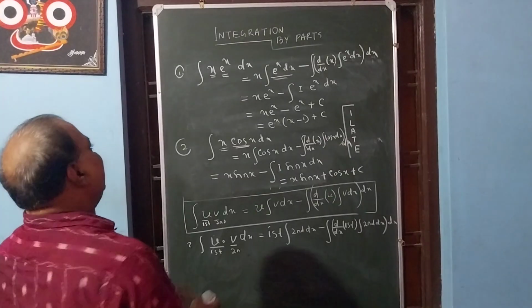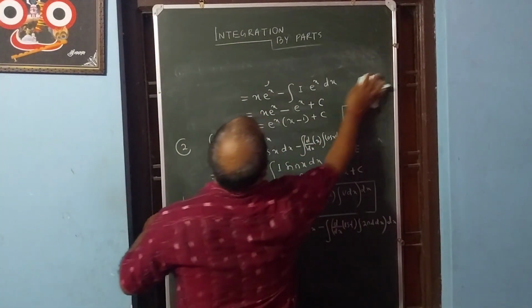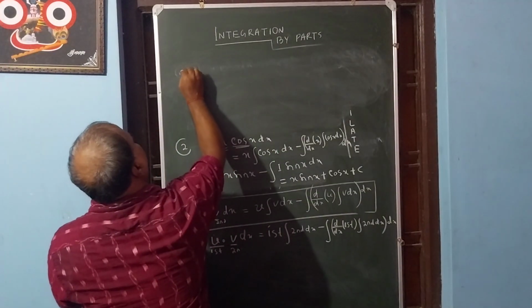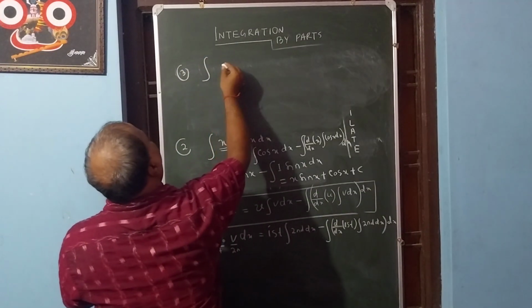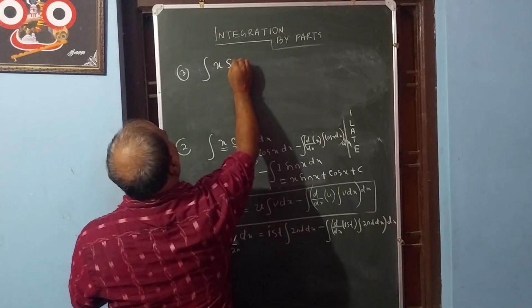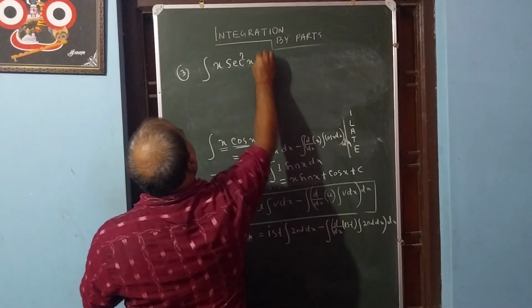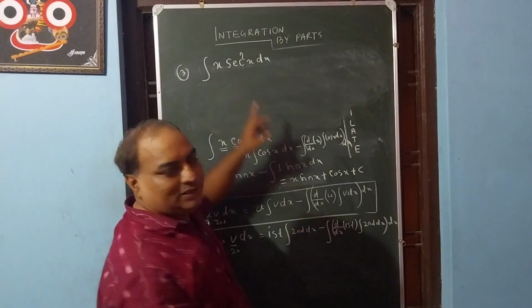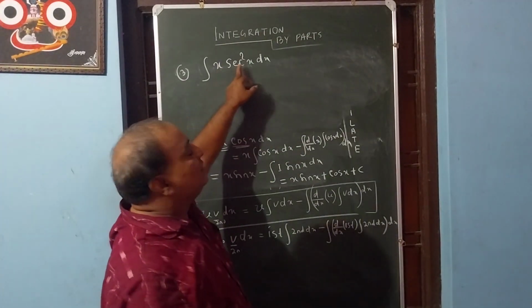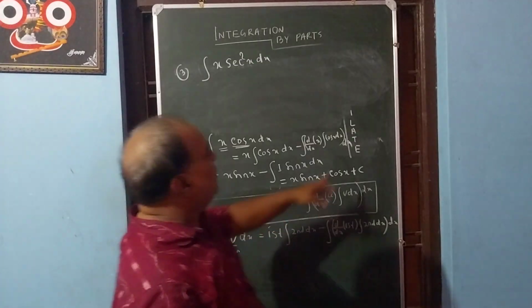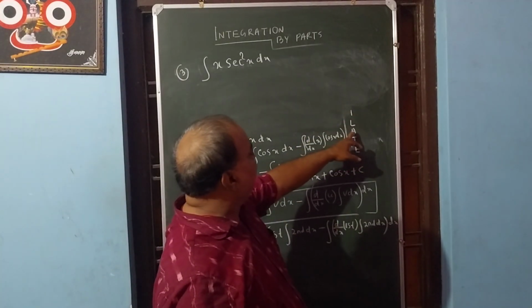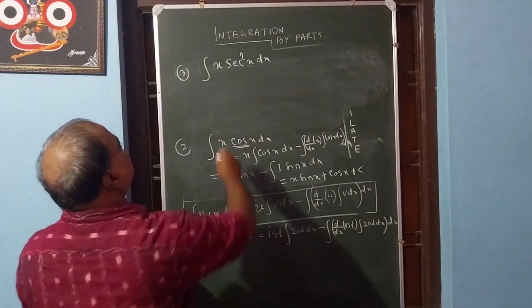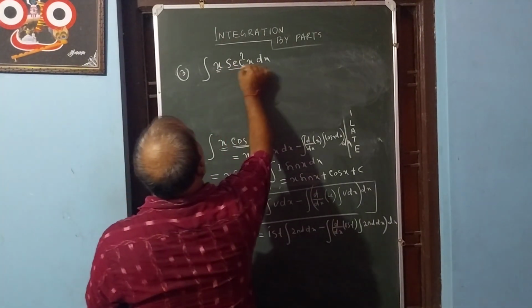Okay, let us take another example. Write down another example. Question number 3. Integration of x sec square x dx. You see here, there are two types of functions. One is an algebraic function, another is a trigonometric function. So according to the Euler formula, the algebraic function comes first, then the trigonometric. So you have to choose this as the first function and this as the second function.